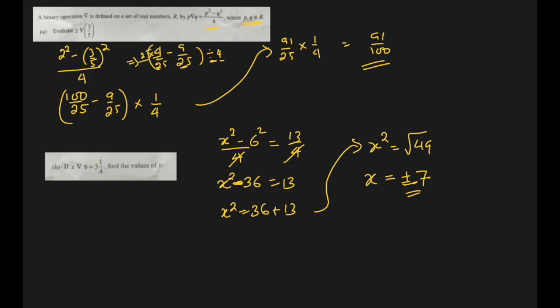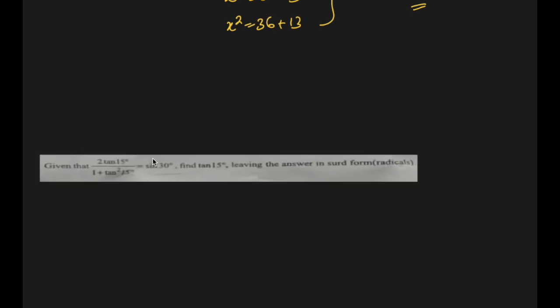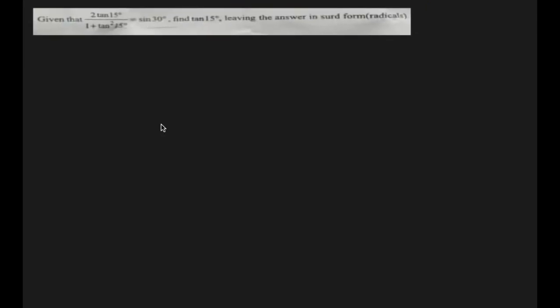Okay. What about question number 3? This is question number 3. Given that 2 tan 15 over 1 plus tan square 15 is sine 30, find tan 15. Even though you could have used your calculator for this, just put tan 15 and you get your answer. But because it's an independent full question, you need to use the relationship, the identity they have given here.